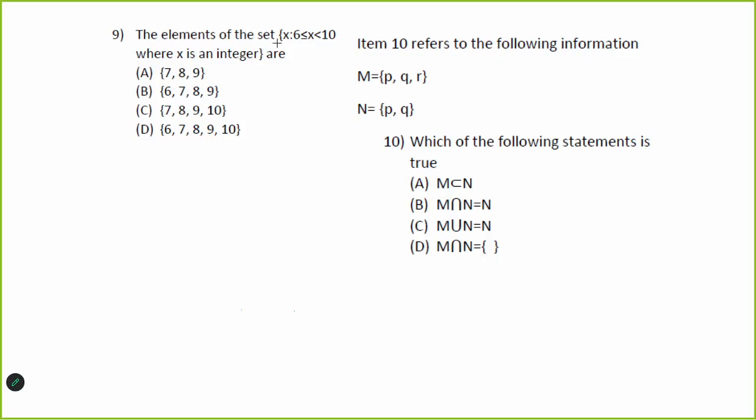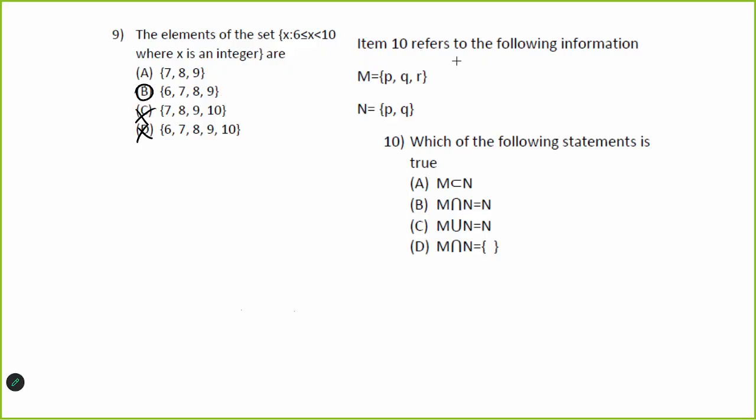The elements of a set. So they want the elements of the set. That is, it includes 6, but not 10. So anything with 10 would be out. And it includes 6, so it will be 6, 7, 8, 9. So the answer is B.